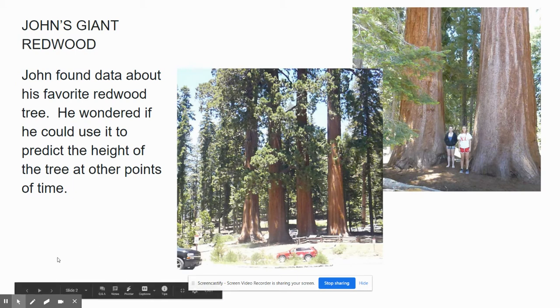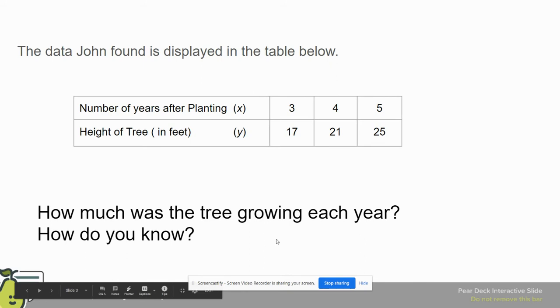So John, he loves redwood trees. He has a favorite one, and he wondered if he could use it to predict the height of the tree at other points in time. So he had some data, and here's his data. So we see in year 3, the tree was 17 feet tall. In year 4, the tree was 21 feet tall. In year 5, the tree was 25 feet tall.